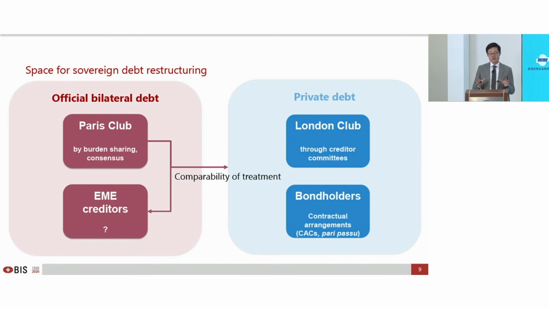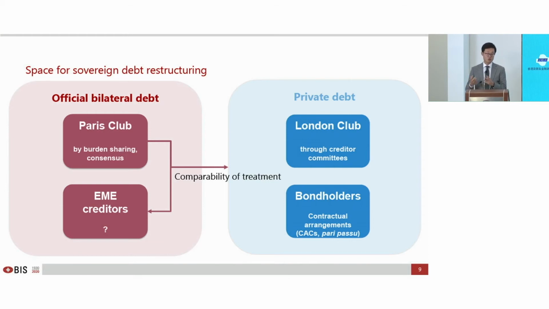So broadly speaking, there are two types of debts that could be restructured in my talk. One is official bilateral debts, meaning that the creditor is a country, either the Paris Club or China in the scope of my presentation. On the other hand, there are private debts.